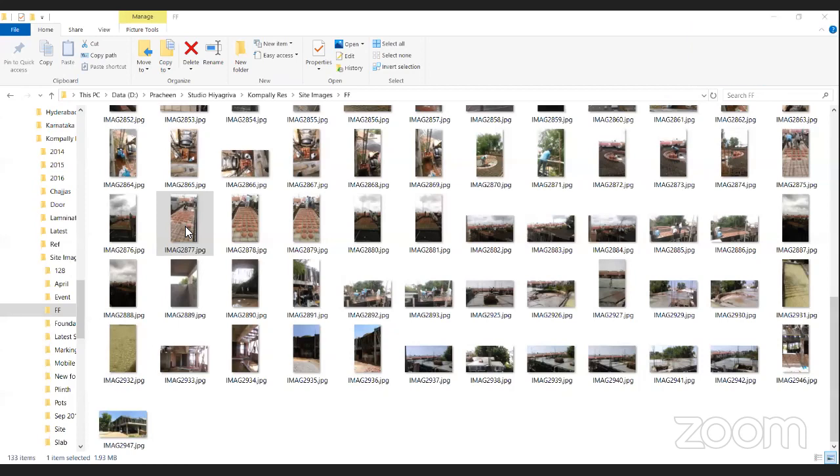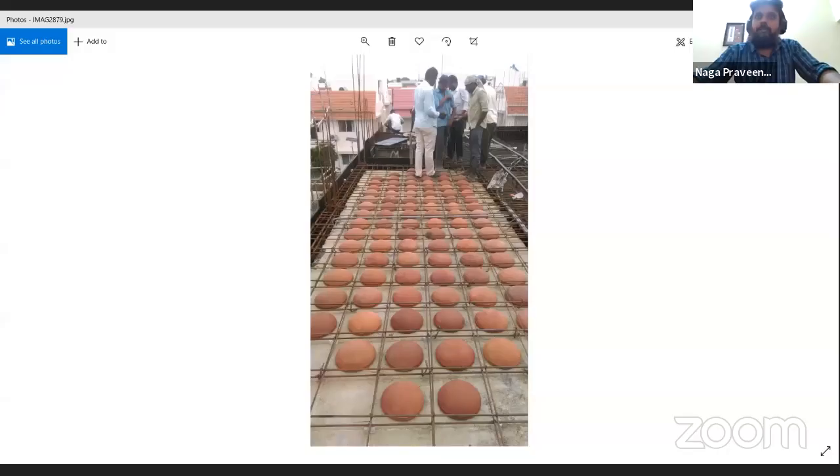It's not visible, sir. Please enlarge it. I'm only showing one image, ma'am. One image is not visible, sir. It is showing all the images actually. Okay. Is it visible now? Yes.